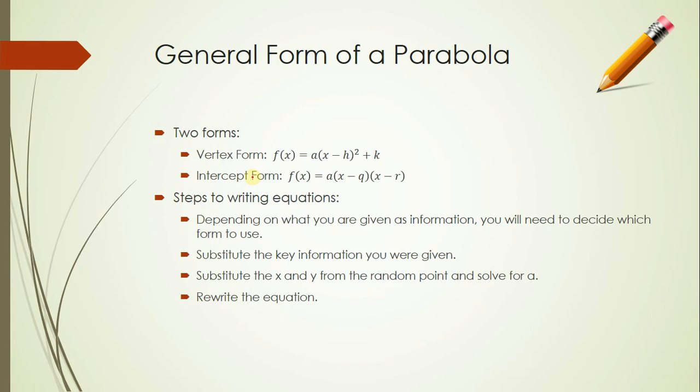You're going to substitute the key information, and then you're going to substitute the x and y from the point that it passes through. We're going to solve for a, and then we're going to rewrite the equation. So normally you are never given the a term. You're never given the stretch of your graph. That is what the random point's going to be for. Let's take a look at a couple of examples.